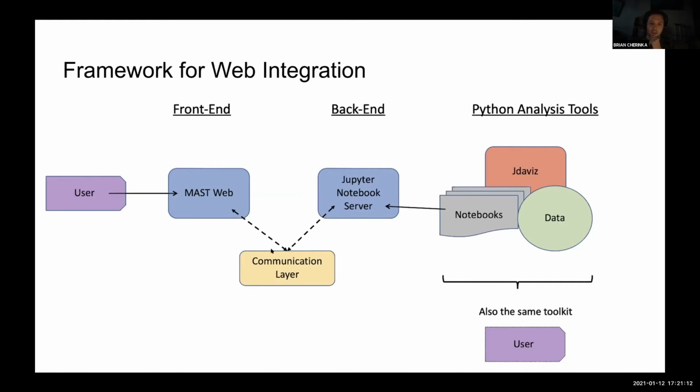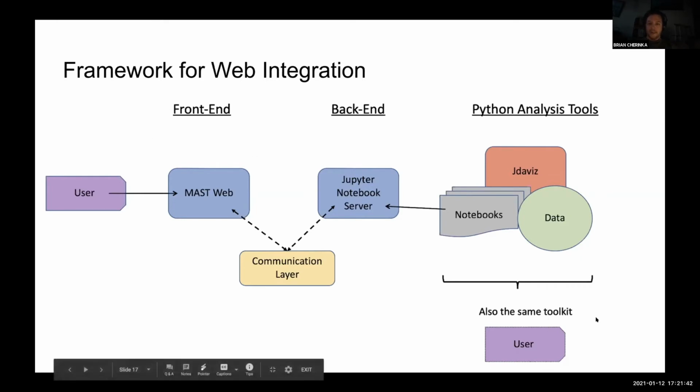And then the new piece here is some communication layer and connection layer that sort of integrates components and cells from the notebook into the MAST web frontend or any web frontend. And so the user can come in on the browser side, or they can just use the Python analysis tools. And so if you imagine connecting the dots between the two user purple blocks, you can see this seamless workflow from the web side of things down into the notebook side of things.